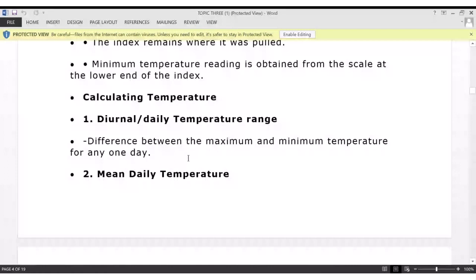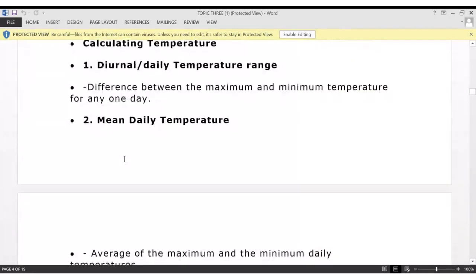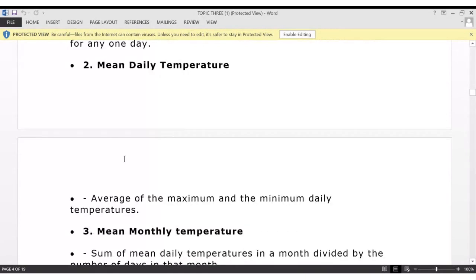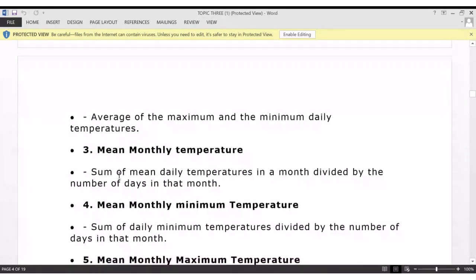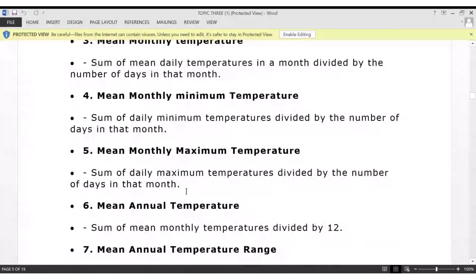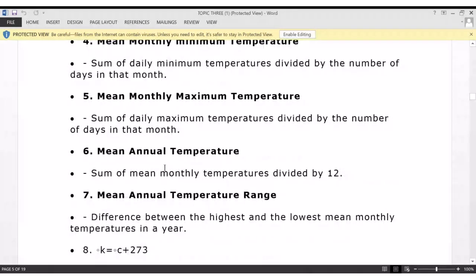Calculating temperature. Do you know that the daily range is the difference between the maximum and the minimum? That's how it is obtained. We have the mean daily temperature, the average of the maximum and the minimum daily temperatures, and then the mean monthly temperature, the sum of mean daily temperatures in a month divided by the number of days in the month.